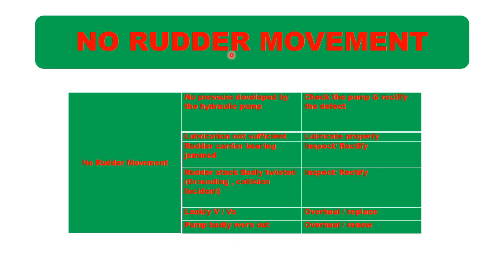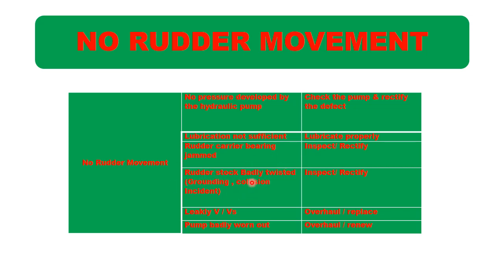Next, there is no rudder movement at all. If there is no rudder movement, then the causes are these. No pressure developed by the hydraulic pump: the hydraulic pump must be checked, the problem rectified and pressure developed. Lubrication is not sufficient: lubrication is required, as we have seen in the previous slide, the greasing and all. Rudder carrier bearing jammed: the reason has to be found out. Inspection is required. Why is it jammed? Internal factor or external factor? Inspect and rectify the faults.